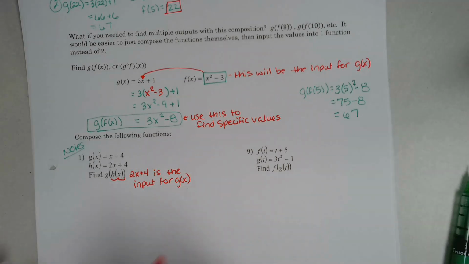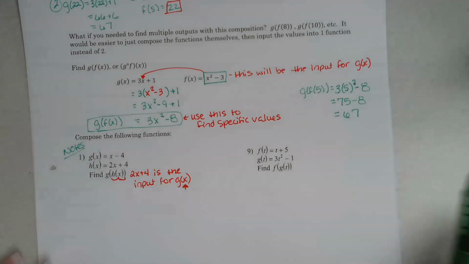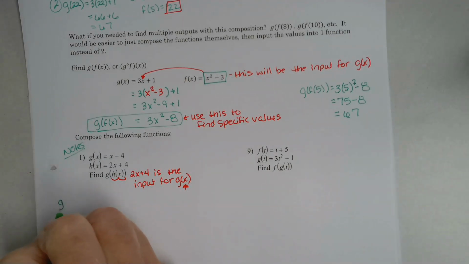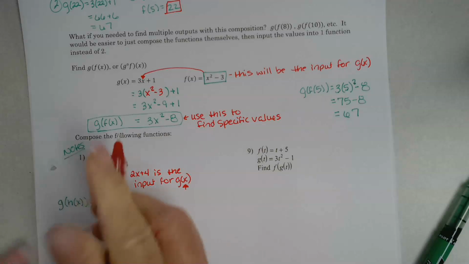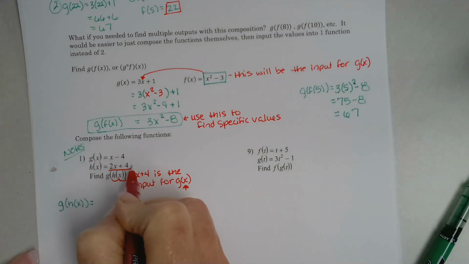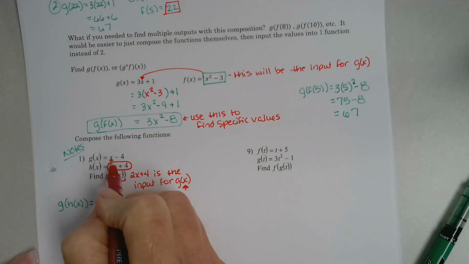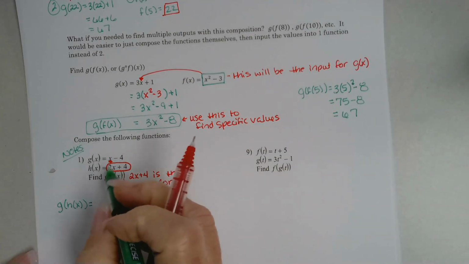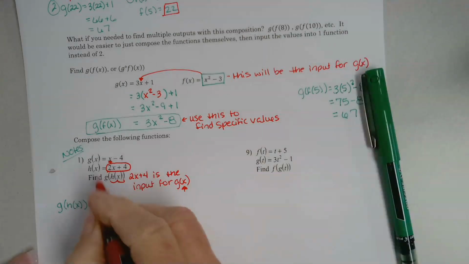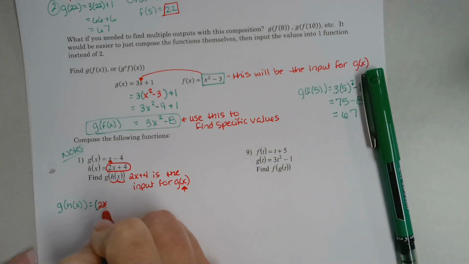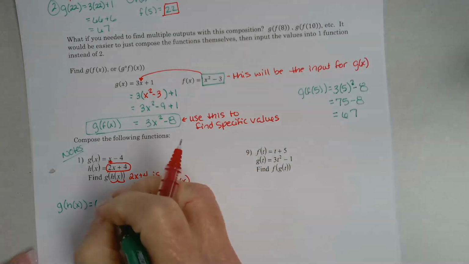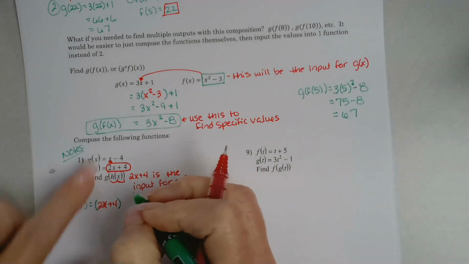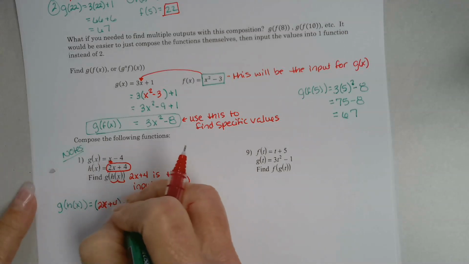It's the input for g of x, so it's going to be replacing this x value right here. All right, so what we have is g of h of x equals, and I want you to look, this is going to replace that x. So we have the whole thing in parentheses, 2x plus 4. 2x plus 4 is going in. That's our input. And then we just finish out the equation, minus 4.